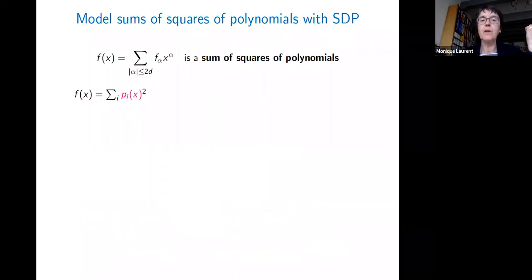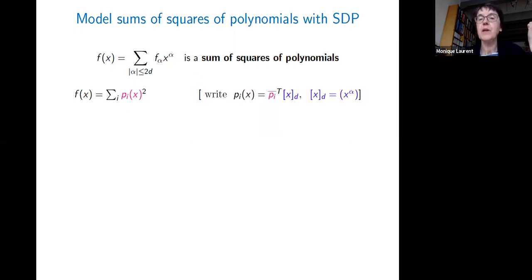So let me briefly recall how this goes. I expect that most of you know how this goes, but this is very simple. If we have a polynomial f, and we want to understand whether it's a sum of squares of polynomials, yes or no. First of all, it had better have an even degree, 2d, otherwise it's not possible to write it as a sum of squares. So suppose f is a sum of squares of polynomials pi of x, and we want to find these pi.